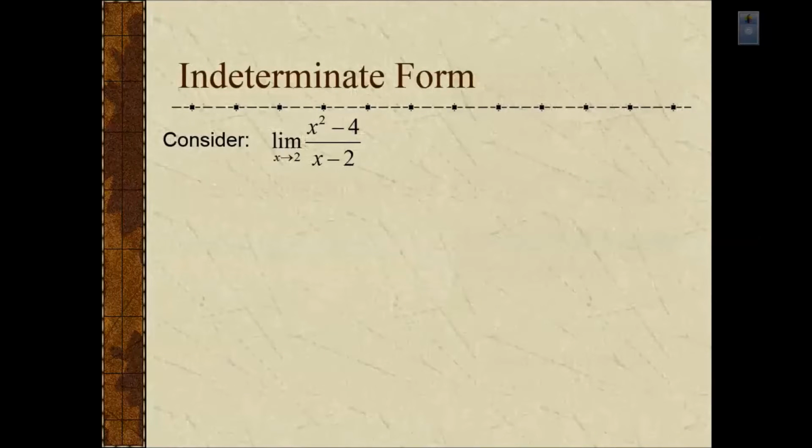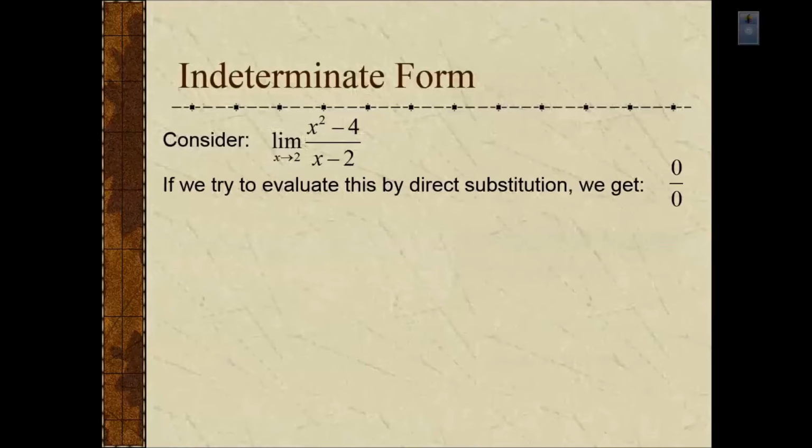Suppose I want to calculate the limit of this function as x approaches 2. Of course, we immediately run into a problem, because if we try to do direct substitution, we'll get a 0 in the denominator of this fraction. Notice, though, that we also get a 0 in the numerator of this fraction. What we call that is an indeterminate form, 0 over 0. Numerator approaches 0, denominator approaches 0.